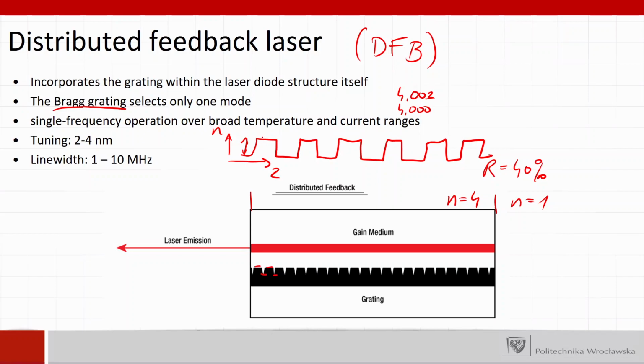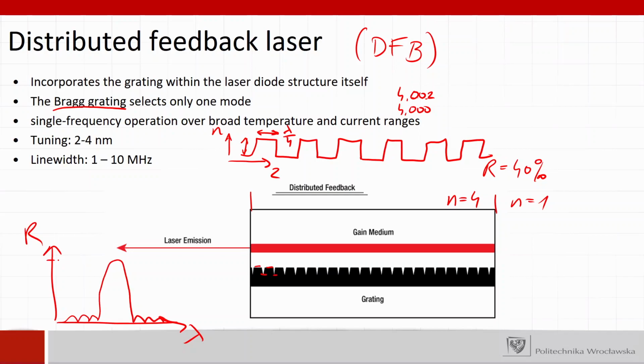And this kind of structure will act as a mirror for a specific wavelength, depending on the length of this period. If this period of this index change equals 1/4 of the lambda, then this kind of structure will act as a reflector for the wavelength of lambda. So the reflectivity of such a mirror as a function of the wavelength will look like that.